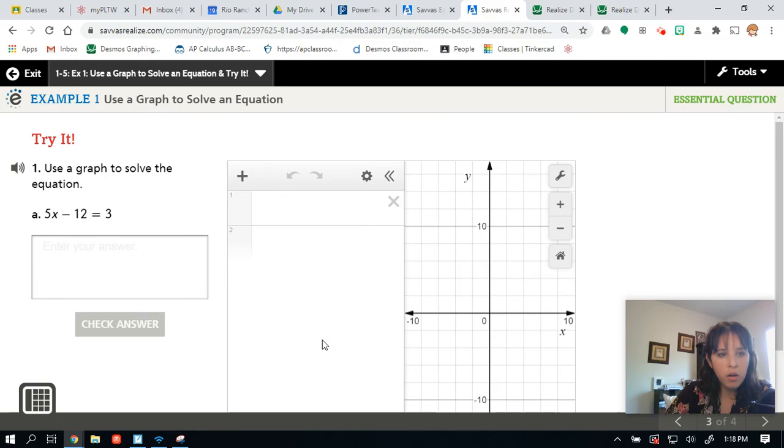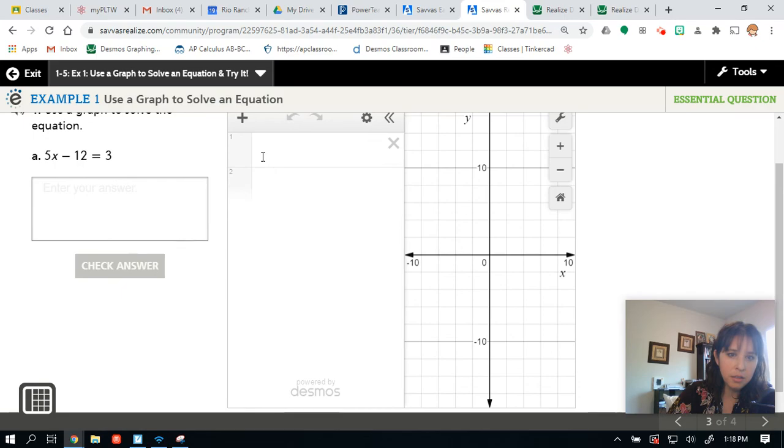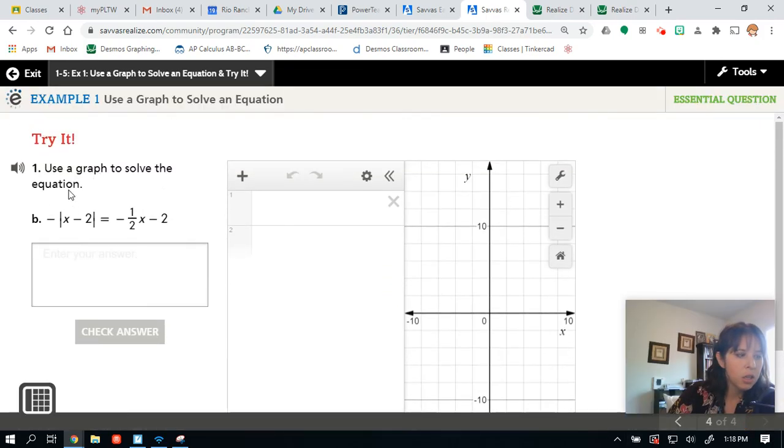All right, so now you're going to try it. So use the graph to solve the equation. Again, here in Desmos, they give it to you the way you need it, and you just type it in just the way you saw me type it in. And then you could check your answer, but you're doing 5x minus 12 equals 3. So think of what we did in that first part. And then the next one is use the graph to solve the equation. So this is kind of like that second part that we did.